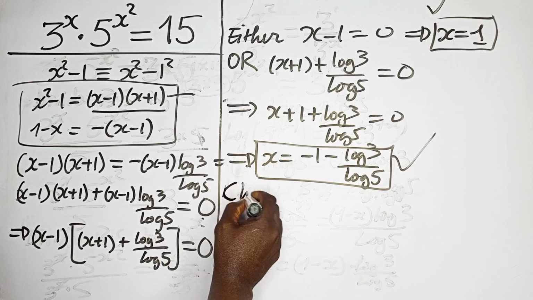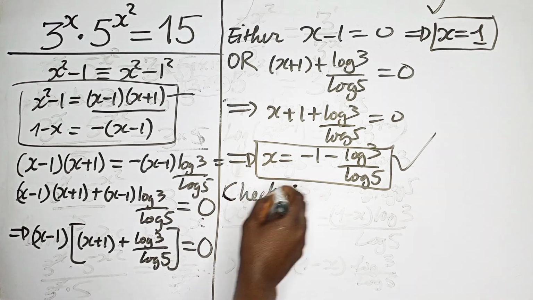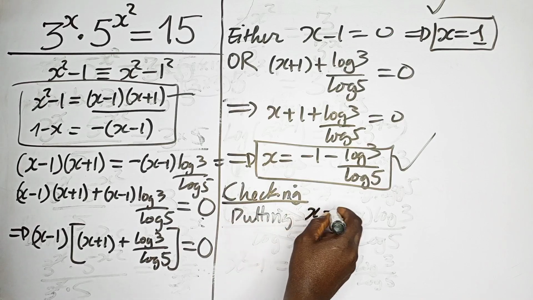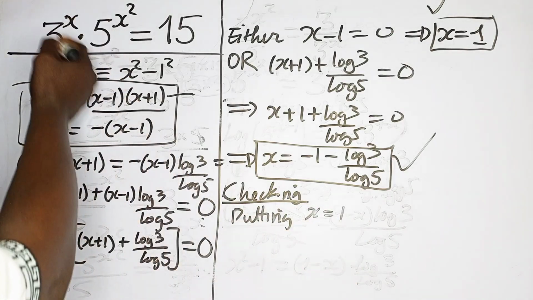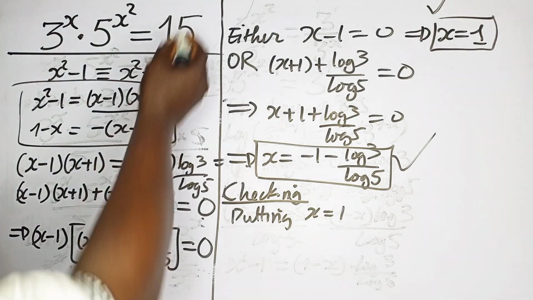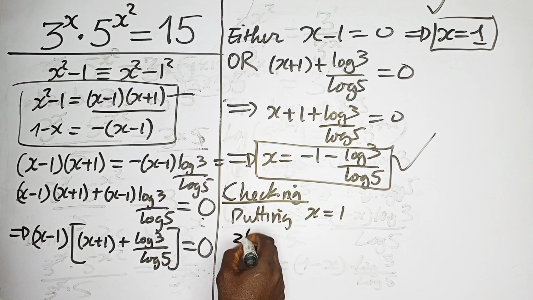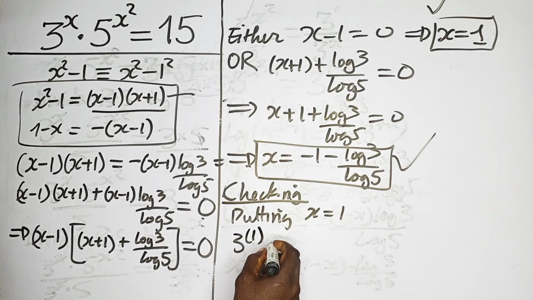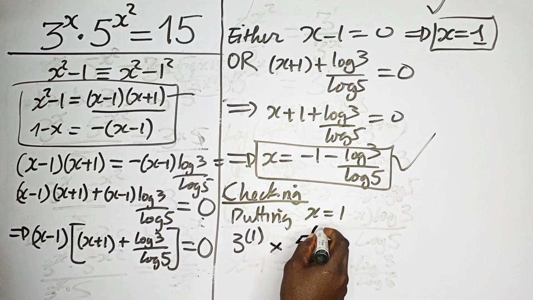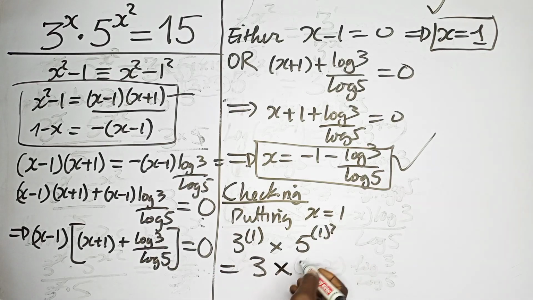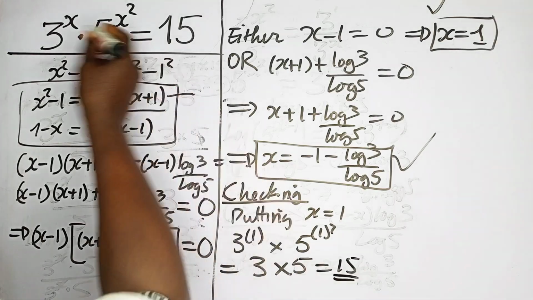We can always check. You can check by simply putting x equals 1 in the left hand side here to see if we obtain the result on the right hand side. So we'll have 3 to the x, put 1, multiplied to 5 to the x squared, 1 squared. This is simply 3 raised to the power 1 is 3. 1 squared is 1. 5 raised to the power 1 is 5. That gives us 15, which is our right hand side.